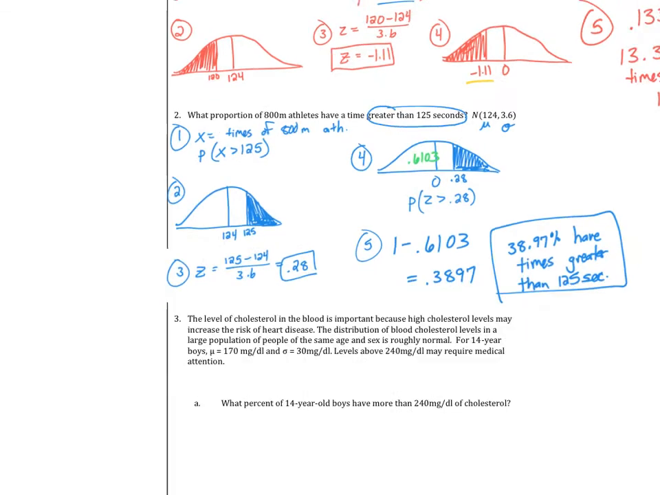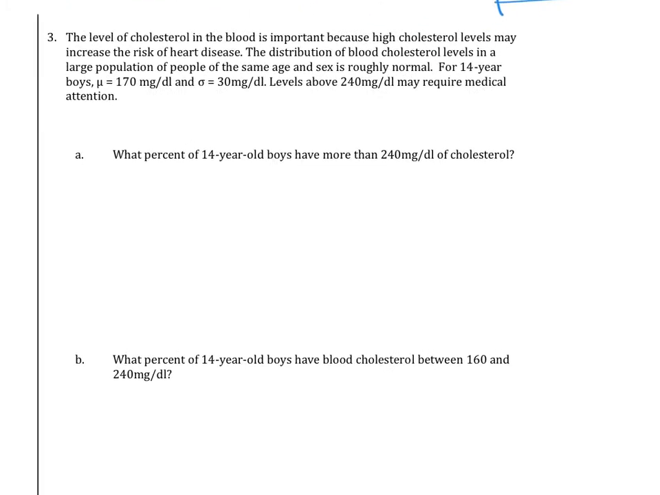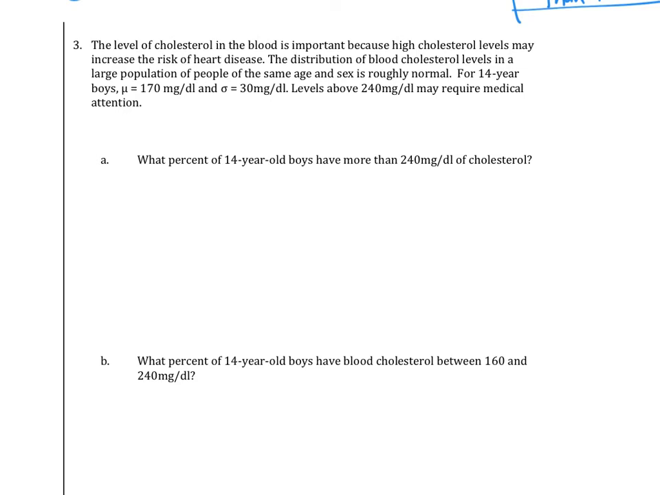Okay, and we got 2 more that come from number 3. So number 3 is kind of a health one. It says the level of cholesterol in the blood is important because high cholesterol levels may increase the risk of heart disease. The distribution of blood cholesterol levels in a large population of people of the same age and sex is roughly normal. So for 14-year-old boys, the average is 170 milligrams per DL, and the standard deviation is 30 milligrams. Can they tell us that levels above 240 may require medical attention?